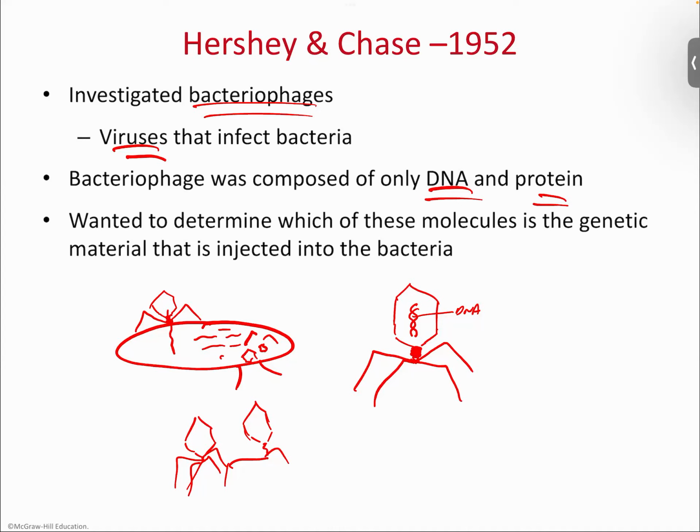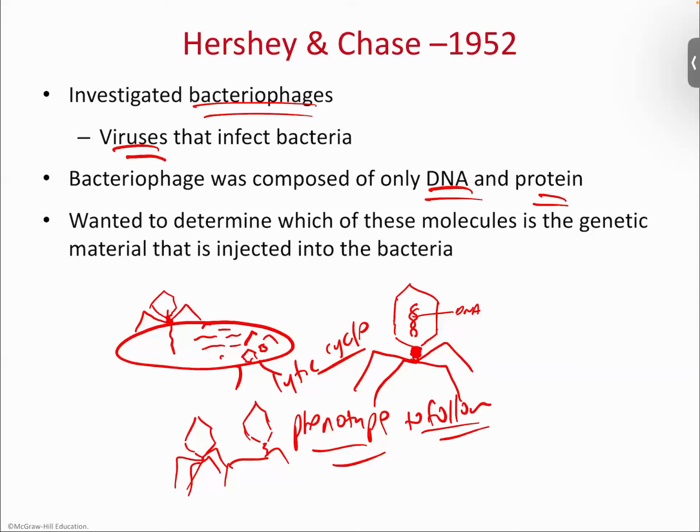And so this is what's called the pathology. This is the phenotype. It's what's called the lytic cycle. This is the phenotype that you're looking at, this ability to infect and hijack the cell and make other viral particles. That's the phenotype they're following. And here's the correlation. The phenotype should follow the genetic molecule.